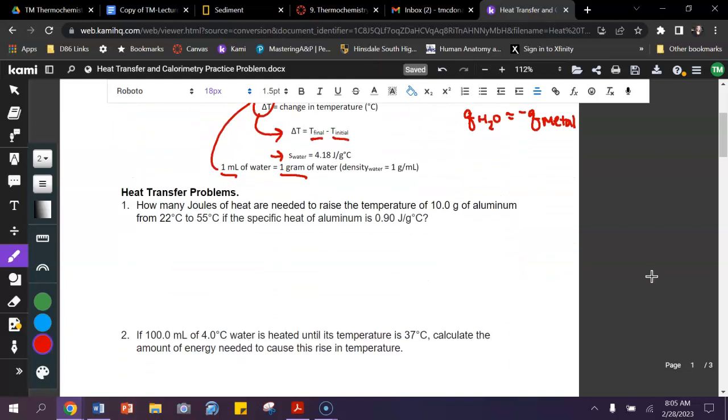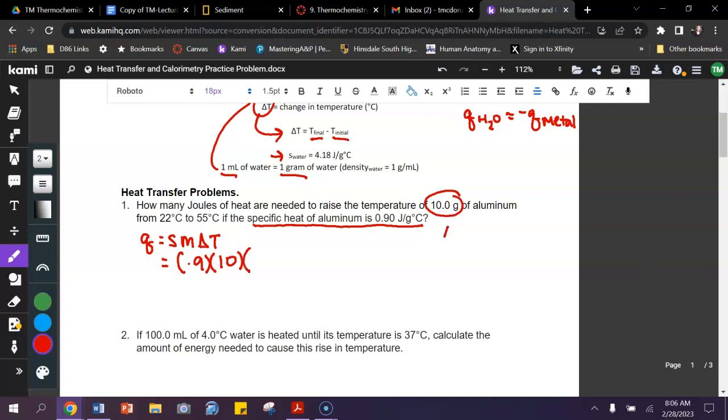Okay, let's get started. So for number 1, how many joules of heat are needed to raise the temperature of 10 grams of aluminum from 22 to 55 degrees Celsius? Well, this is a heat transfer problem, like how much heat is needed. So we're going to use our equation Q equals SmΔT. So we're looking for Q. We know that our specific heat of aluminum is 0.9 because I give it to you in the problem. I know that the mass of our aluminum is 10 grams.